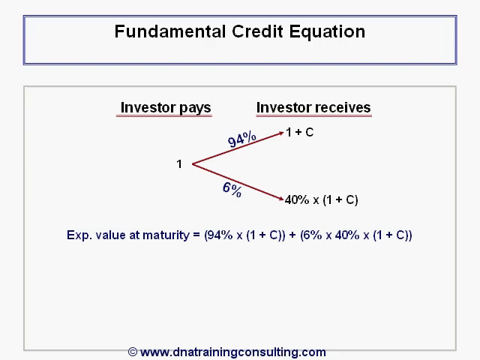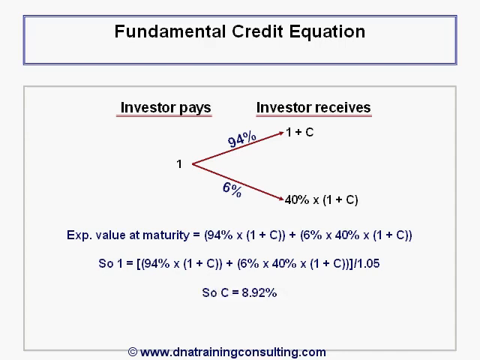We now simply discount this amount at the risk-free rate of 5%, appearing on the right of this equation, and set it equal to the issue price of $1, obtaining the formula you see here, which leads to C, the coupon, being 8.92%.